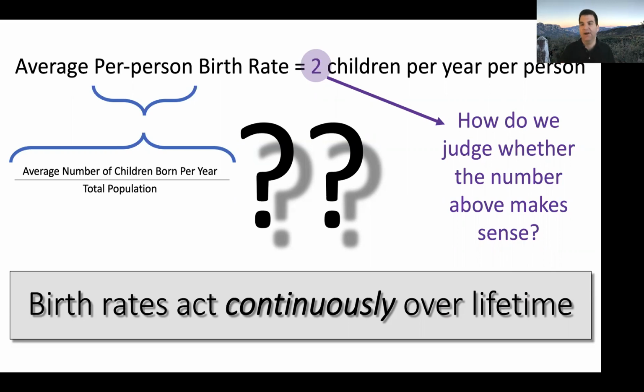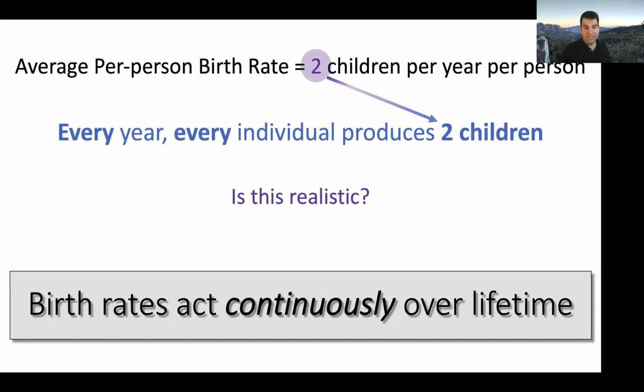Now, if I just chose the number 2, again, if I had gone to the internet, I might have been able to figure out what the right number is here. But if I just choose 2 because I want to get my model going, a question I should ask myself is, does this number even make sense? Just back of the envelope, does it make sense that I'm saying every person has 2 children per year? So this is in words what this number up here means. Every year, every individual on average produces 2 children.